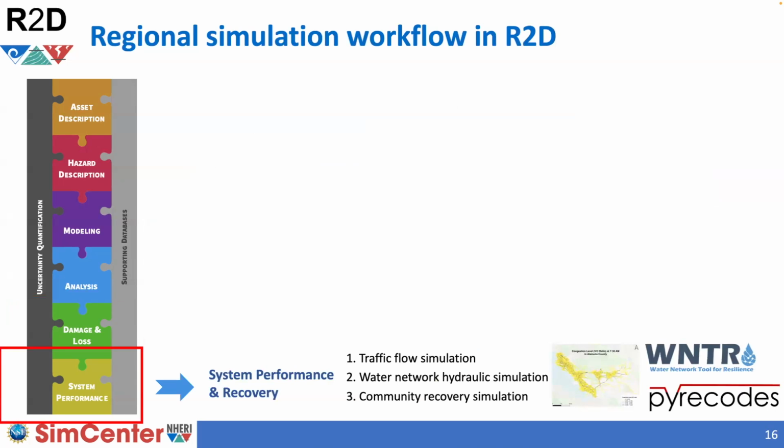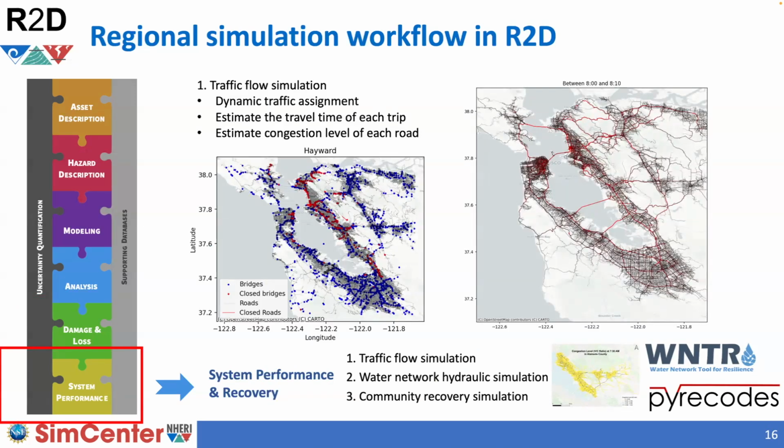The final step in the regional simulation workflow is system performance and recovery. This is something we are working on developing. They are working through our backend code, but they are not readily available through our user interface now. One of the system performance tools we are working on is traffic flow simulation, where we implemented a dynamic traffic assignment algorithm to estimate the travel time of all the trips in the region. And we can also estimate the congestion level of each road in the region.